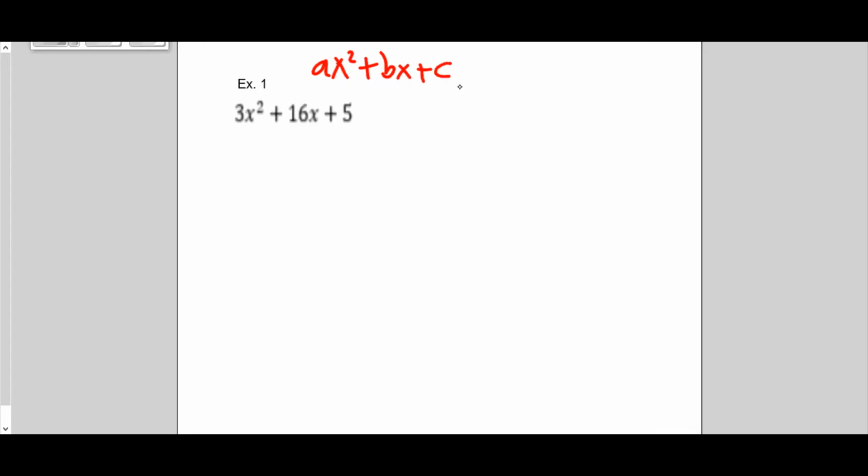So let's just go ahead and identify what a, b, and c are, because we're going to need all of those values to help us with this problem. So a, remember, is in front of x squared. So a here is 3. b is the number in front of x. Make sure to include the sign. b happens to be positive 16. And c is the constant. It's the thing without the letter. So c is 5.